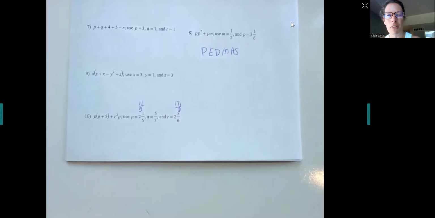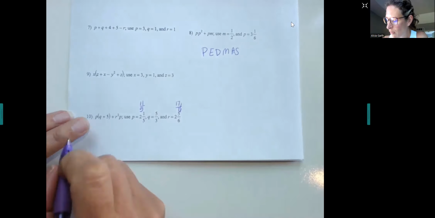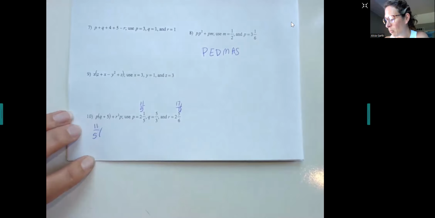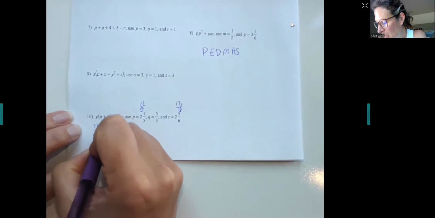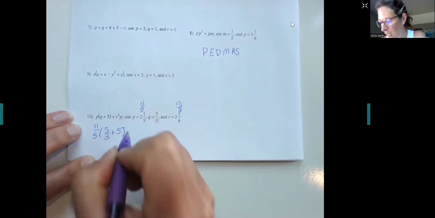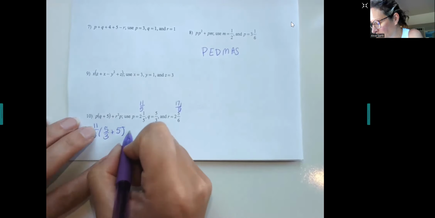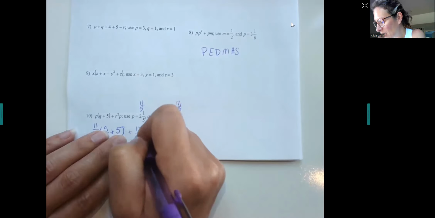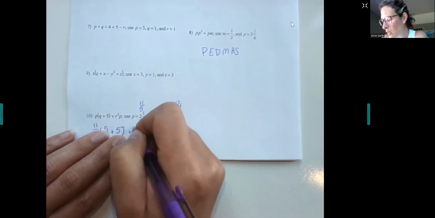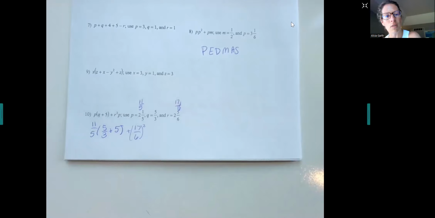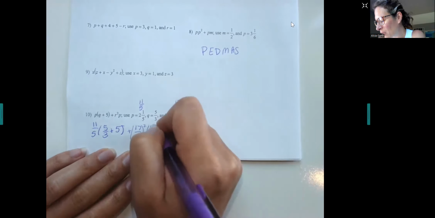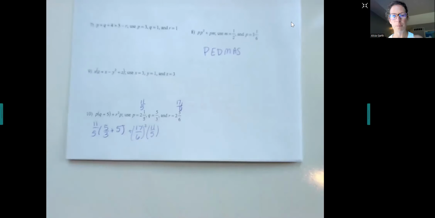So now that I have improper fractions, it makes it a little easier for me to see what needs to happen. So I've got P, which is 11/5, times Q plus 5. I'm only writing it exactly the way that it is. I'm not changing anything yet. Plus R squared, which I have as 17/6, and that's being squared, the whole thing. So I'm going to put parentheses around it. And then that is times P. Again, I'm putting parentheses around this.